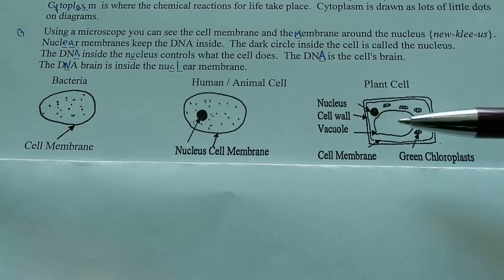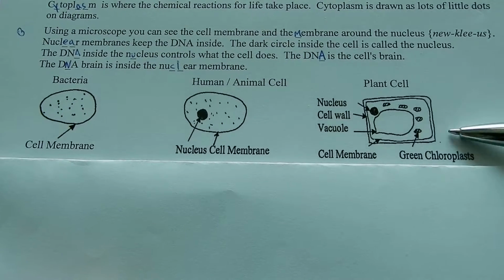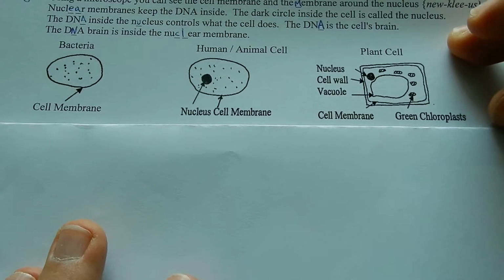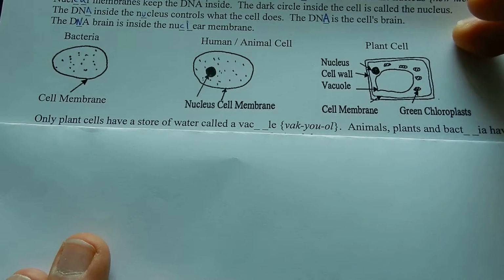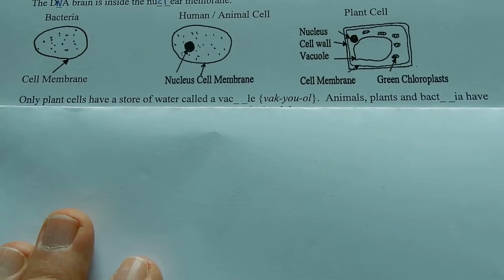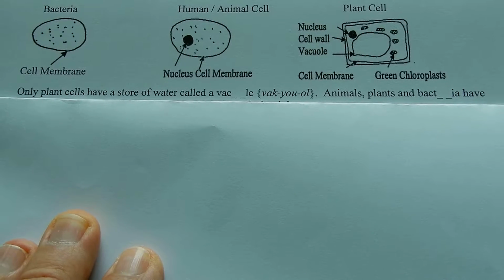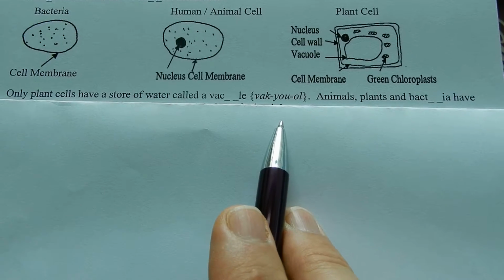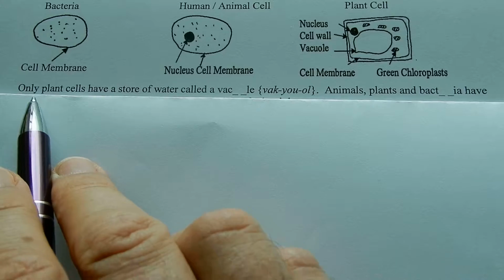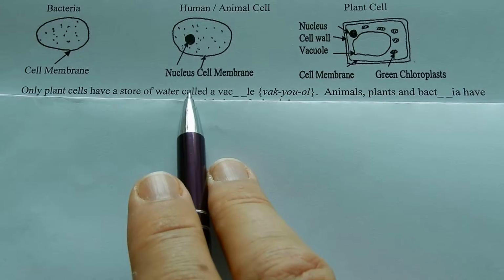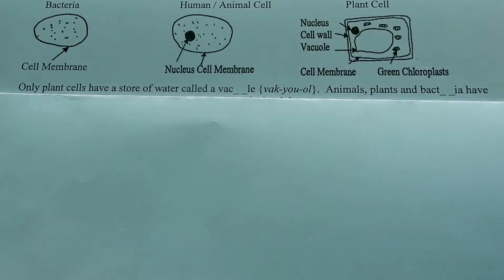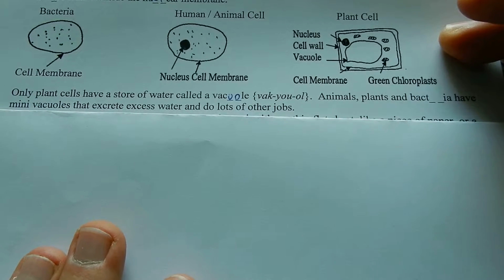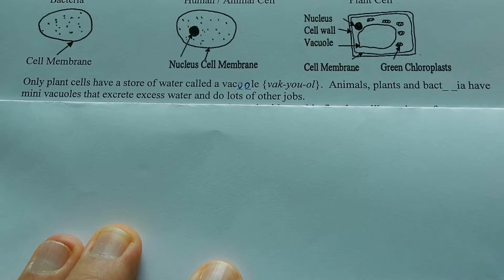Cell membrane, just like us. And of course chloroplasts, which are green. The chloroplasts do the photosynthesis. That's why plants can just hang around waiting for light and carbon dioxide to diffuse in their direction, and then they can make that into food. They don't have teeth, they don't have to go around eating things because they've got the chloroplasts. Very handy. Sunbathe all day, get food. Only plant cells have a store of water called a vacuole. Animals, plants and bacteria have mini vacuoles that excrete excess water and do lots of other jobs.